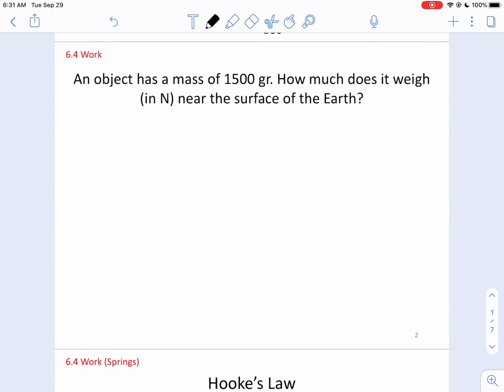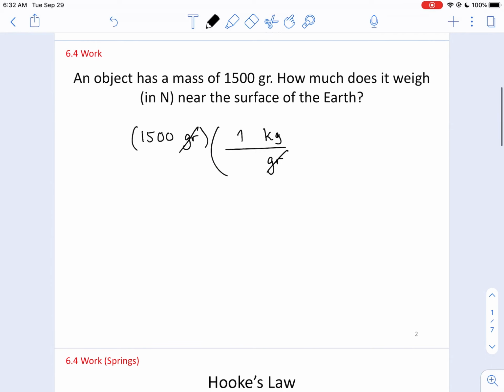Anyway, your first objective here is going to be to convert the grams to kilograms. So if an object weighs 1,500 grams, we can multiply this by a conversion factor. We want to put grams in the denominator and kilograms in the numerator so that we get cancellation of the gram units. And we know that 1 kilogram is the same thing as 1,000 grams. So there's our conversion factor. In the end, we really just have to divide 1,500 by 1,000, and we get 1.5 kilograms is the mass of that object.